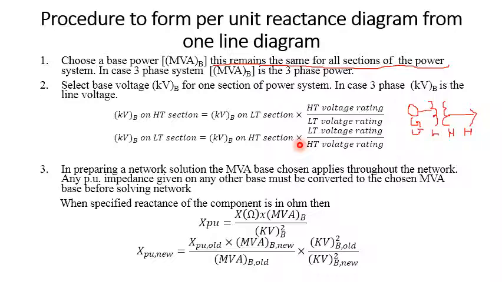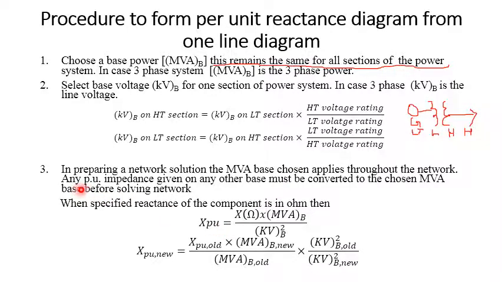Once this is done, while preparing the network solution, the MVA base chosen applies throughout the network, meaning that whatever value we have chosen for the MVA, let's see an example. Suppose in the generator they give 100 MVA as the base, but they tell you to consider 150 MVA as the base. It means that the actual and the base value will not remain the same. So that's why we are considering this.